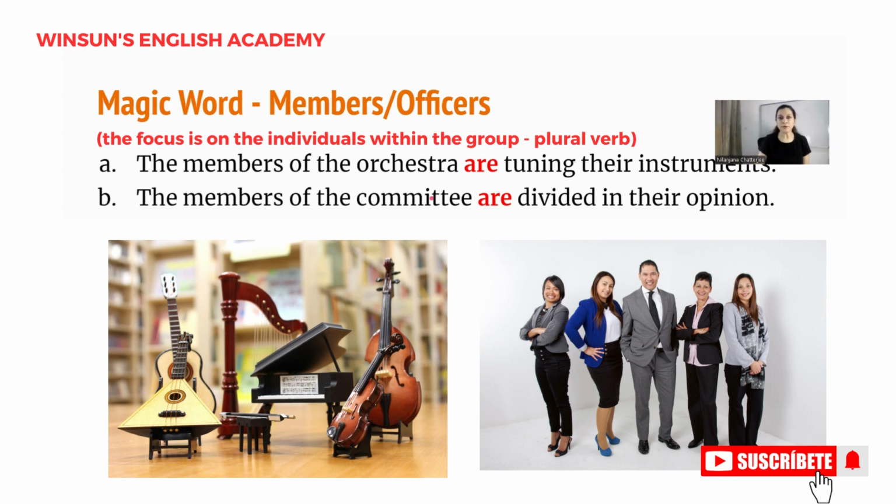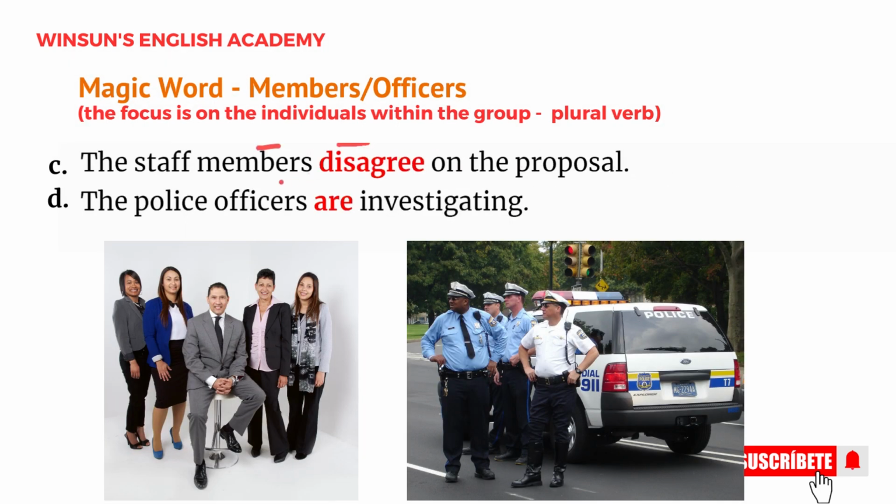How? The members of the orchestra. When we say members of the orchestra, we know it's more than one. Members of the orchestra are tuning their instruments. Although divided actions, they are not performing the same action. Plus, we have added members for better understanding, for clarification. The members of the committee, again, members I added, so it's clear it will be are, right? The staff members disagree, not disagrees, on the proposal, disagree. The police officers are investigating.